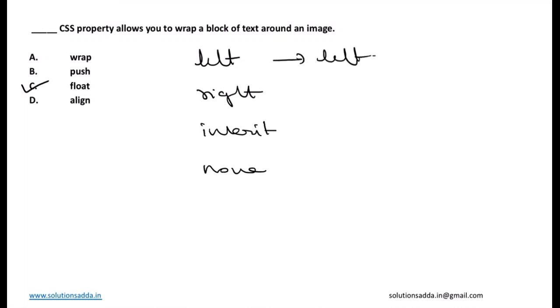Float usually takes any of the 4 values: left, right, inherit or none. With left, the element floats to the left of its container. Left of the container. With right, the element floats to the right of its container.